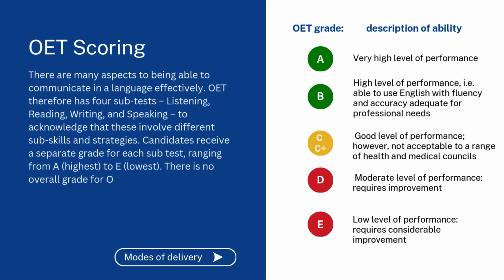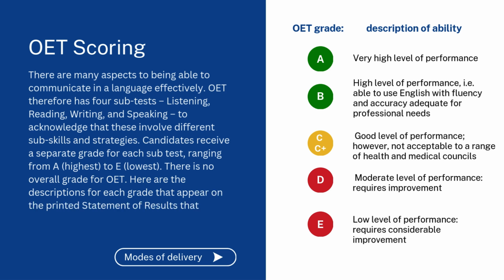A means very high level of performance. B indicates high level of performance, meaning able to use English with fluency and accuracy adequate for professional needs. C or C+ is a good level of performance. However, this may not be acceptable to a range of health and medical councils. D is a moderate level of performance, which means the candidate requires improvement. E is a low level of performance, which requires considerable improvement from the candidate.